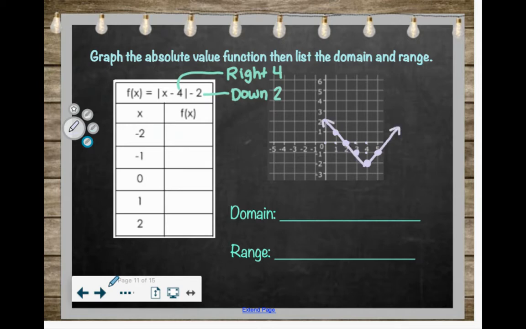And there you go. The domain, still negative infinity to infinity. The range goes all the way down to negative 2. And then it goes up to infinity because there's arrows going up. Okay.